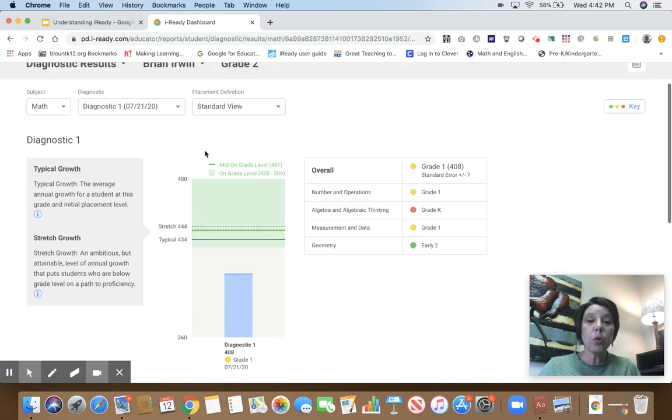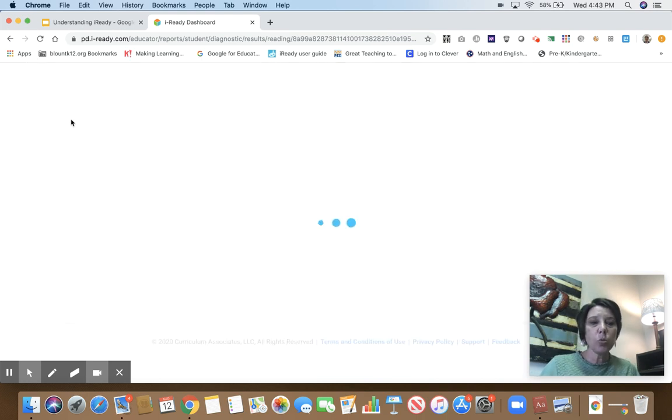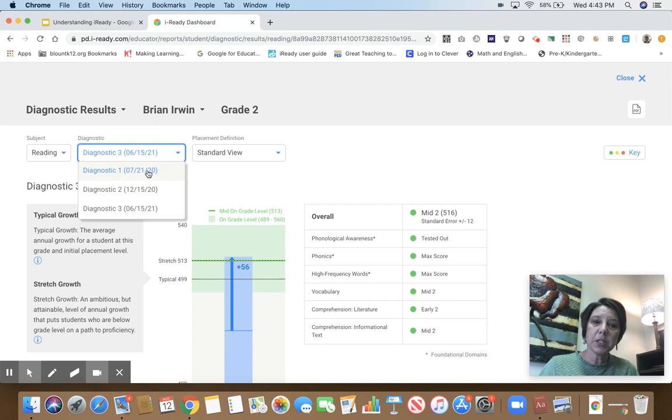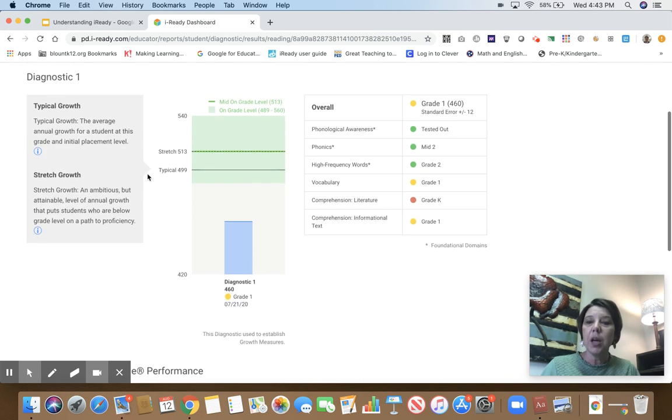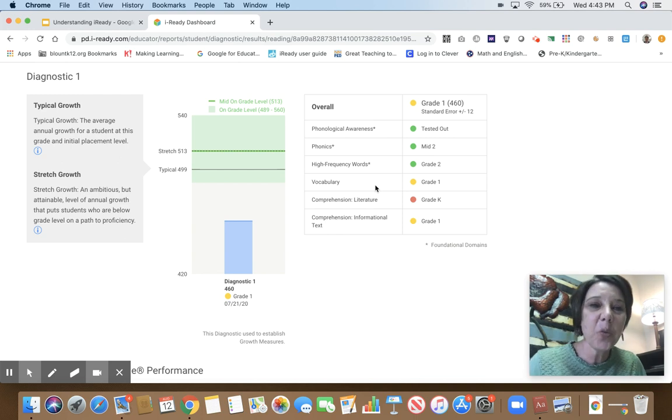So I want to share with you also what reading looks like with those domains. So I'm going to switch over to reading here. Still the same student, still Brian, still the same colors, but now we have our domains for reading. So I'm going to go over those with you. I'm going to have to pull my notes out for this one because I am not as familiar with reading since I am only with math. But the report is still the same as it is for math.